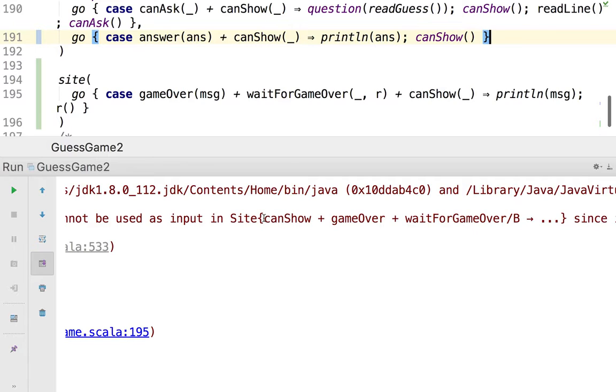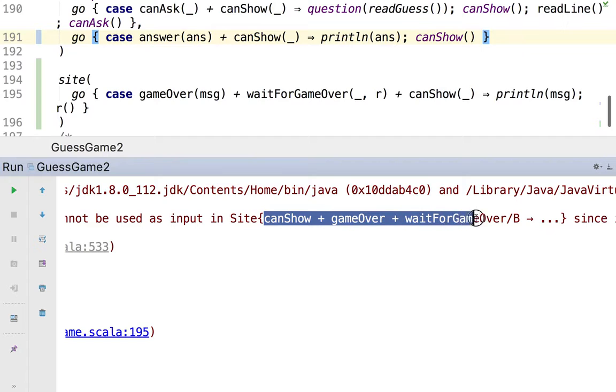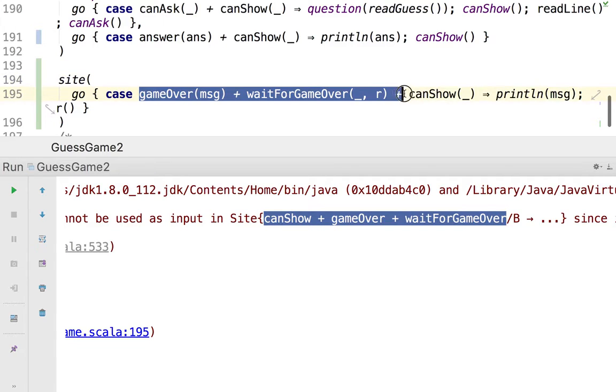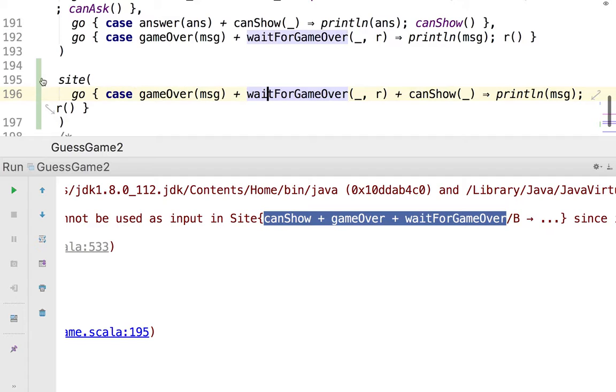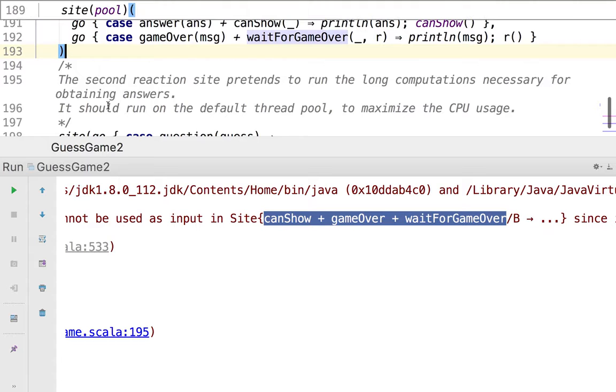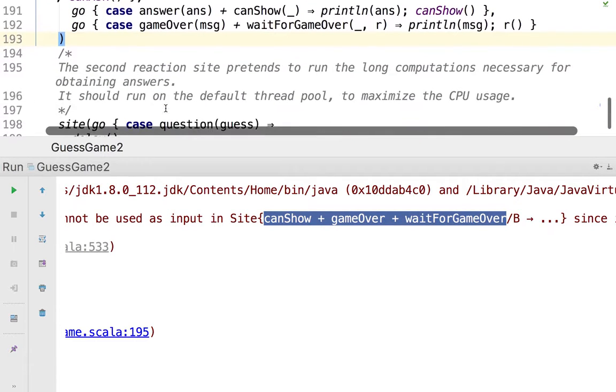Also notice that the order in which this message is given is not the same as the order in which I declare reactions here. This is alphabetical order, and this is my arbitrary order, but actually the order of molecules is completely irrelevant. It does not have any effect on the execution of the program. So let me undo my change, so that I have a working code.